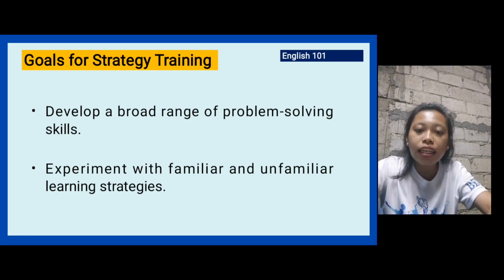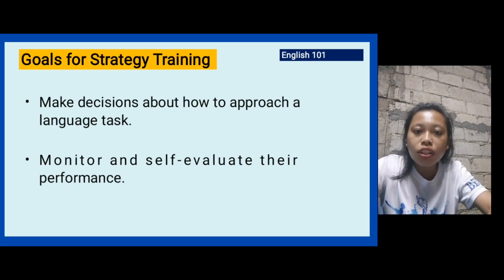Next is make decisions about how to approach a language task. In here, learners learn to plan and choose the best way to complete a learning activity. This builds independence and helps them take control of their learning process.